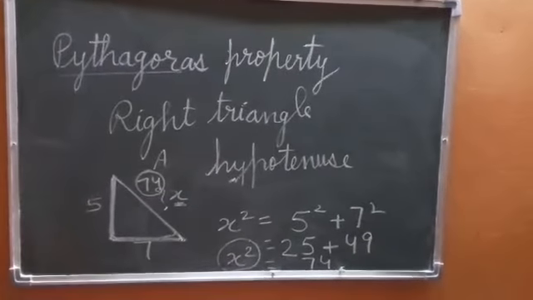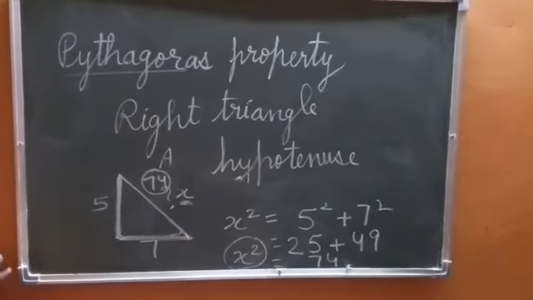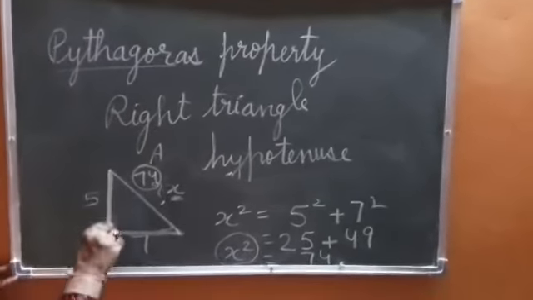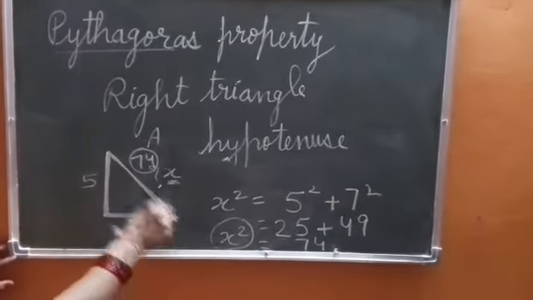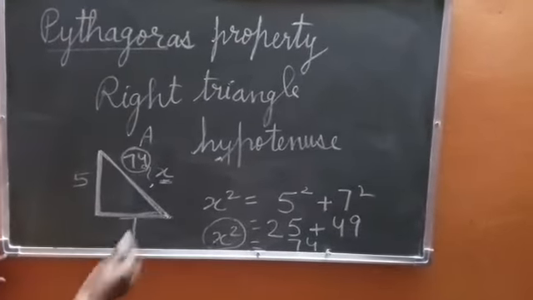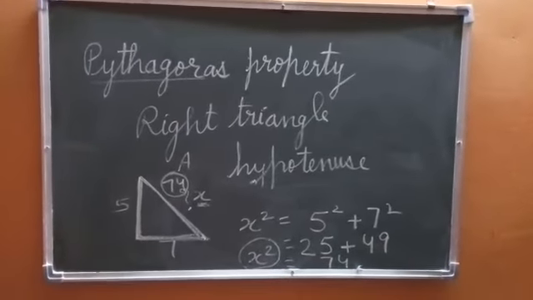By then, try to understand this property, children. And if you have any difficulty, you may ask me. This property is known as Pythagoras property, which says that the square of the hypotenuse is equal to the sum of squares of the remaining two sides. Go through the video and try to understand it, children.